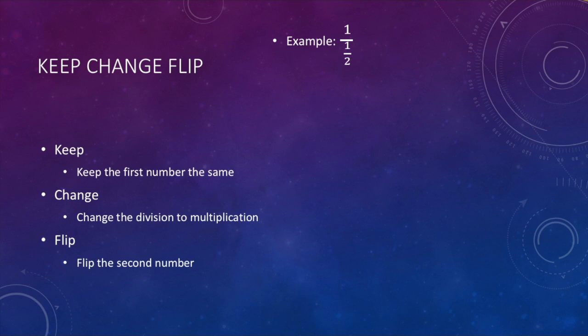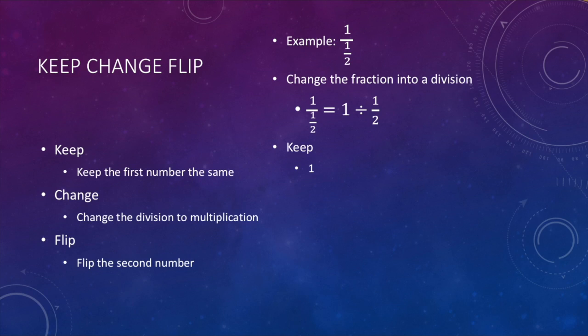So here's the example, 1 over 1/2. We're going to rewrite it as a division problem to get rid of the complex fraction. 1 divided by 1/2, numerator divided by denominator. We're going to keep the first number, 1, change the division to multiplication, and then we're going to flip 1/2 over, and we're going to get 2. So now we have 1 times 2 to solve this complex fraction, and we get 2. Simple enough.